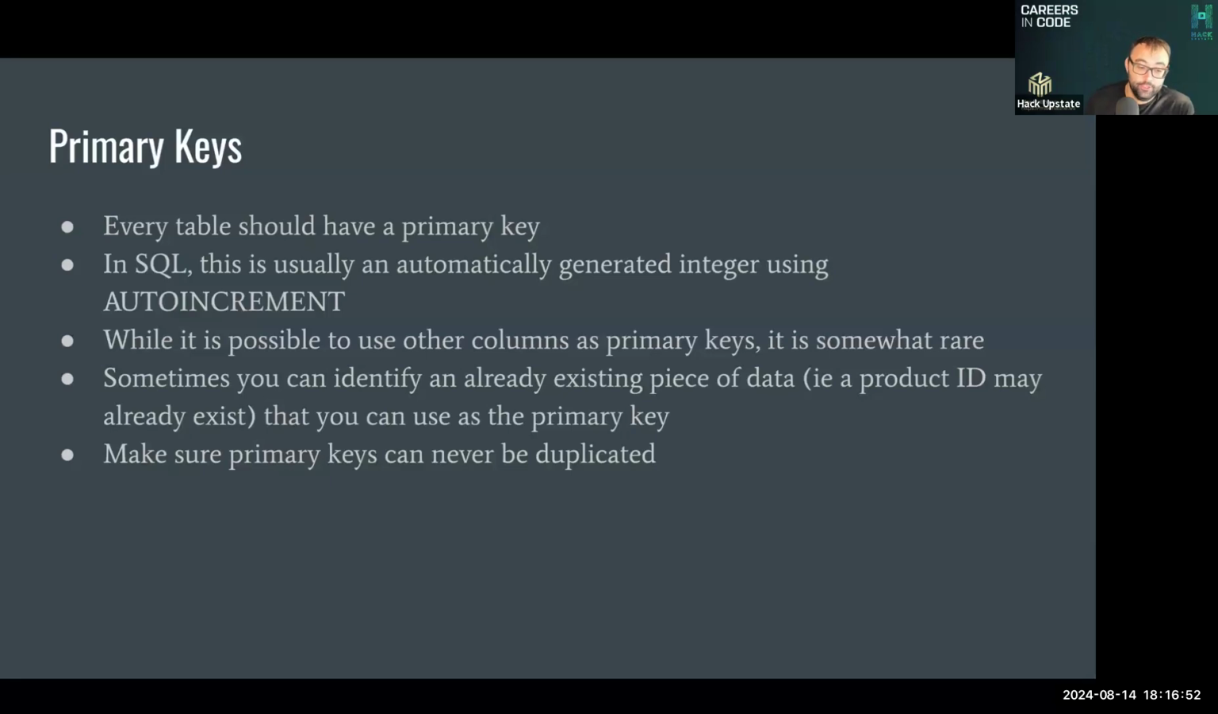It is possible to use other columns as primary keys. However, we don't normally do that because it's so easy to have the database make up a primary key for us. That is a number that just gets generated. Sometimes you can identify an already existing piece of data. For example, a product ID may already exist that you can use as a primary key. So some data may have like a UPC code on it that would make it unique. Like a barcode ID on it, basically. So you could use that as a primary key, but in general, good idea to let the database generate it.